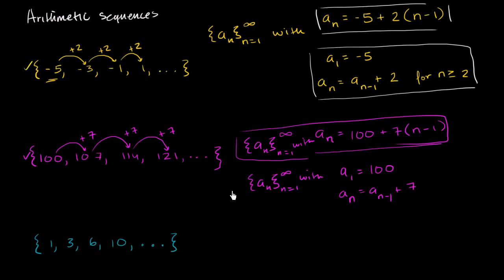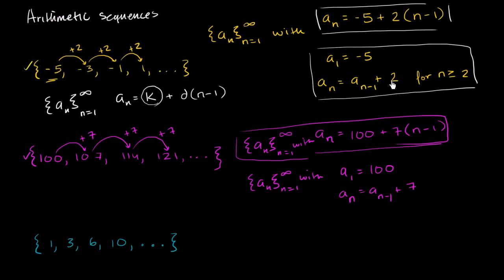So in general, if you wanted a generalizable way to spot or define an arithmetic sequence, you could say an arithmetic sequence is going to be of the form a sub n, if we're talking about an infinite one, from n equals 1 to infinity. If you wanted to define it explicitly, you could say a sub n is equal to some constant, which would essentially be the first term, plus some number that you're incrementing by, or I guess this could be a negative number, or decrementing by, times n minus 1. So this is one way to define an arithmetic sequence.